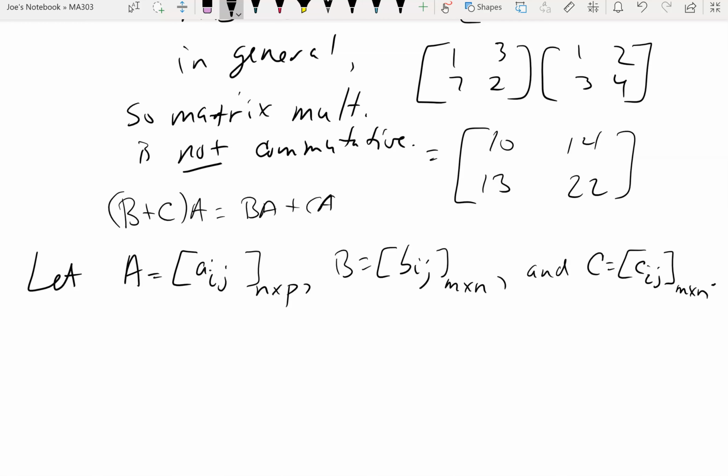In order for these matrices to be equal, they have to have the same size. Right? Okay? So let's look at the right-hand side. B is M by N, A is N by P. So the result will be M by P, and this one will also be M by P. If we add them, they'll still be M by P, right? So just to write that down.